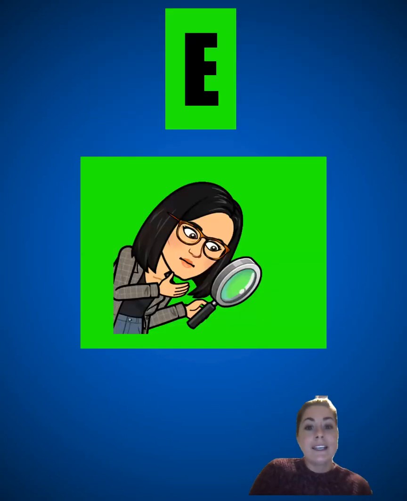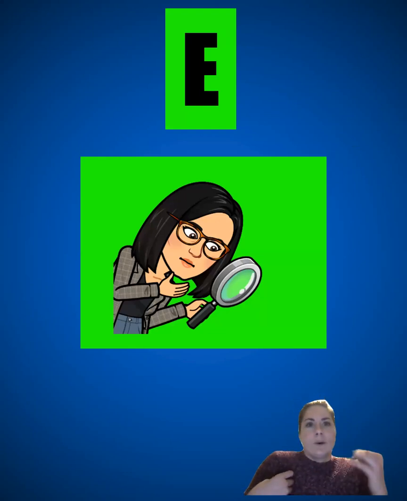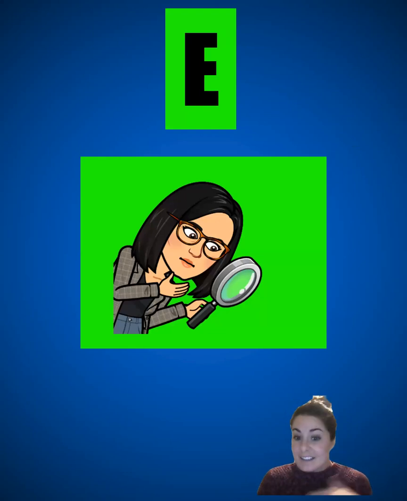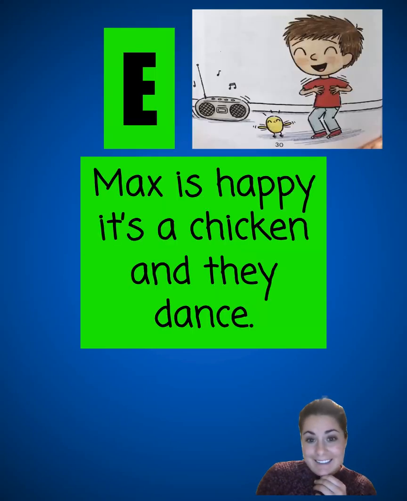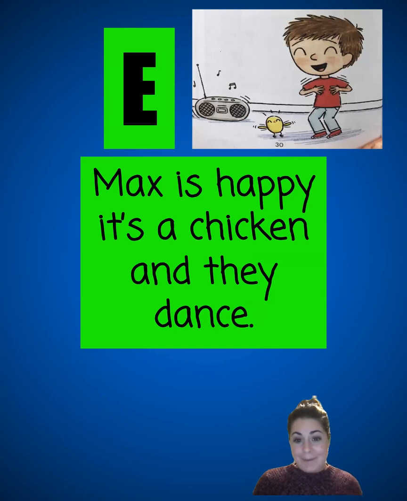Okay. Now, Mrs. Heller, what happens at the end? Finally, right? Or, and then, right? What happens at the end? Lastly, Max is actually happy it's a chicken and they dance, right? He wasn't so happy in the middle, right? He was like, oh, I can't ride a chicken, right? But then he starts dancing and so does the chicken, right? So he's really happy about it.